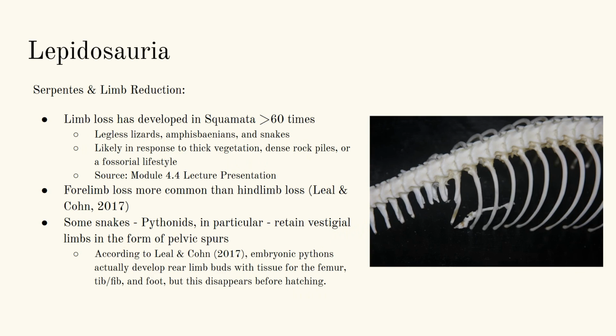And then some snakes, pythonids in particular, retain vestigial limbs in the form of pelvic spurs. So according to Leal and Cohn, embryonic pythons actually develop rear limb buds with tissue for the femur, tib, fib, and foot, but this disappears before hatching. You can see there's that vestigial spur. This part right here sticks out of the body by the vent, or the cloaca, and then there's the rest of this structure.